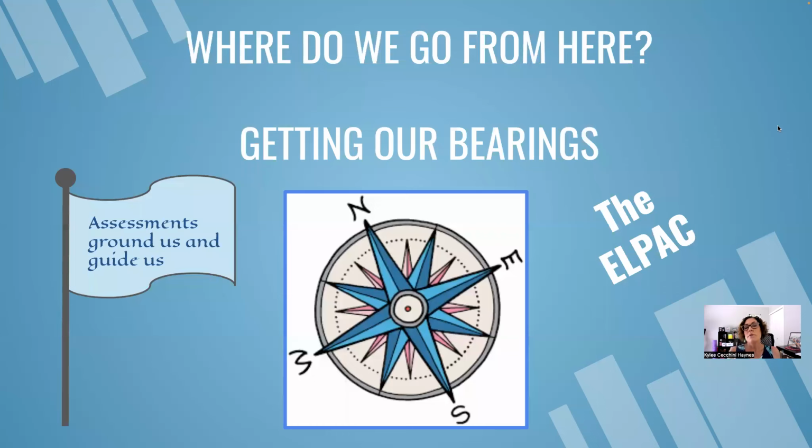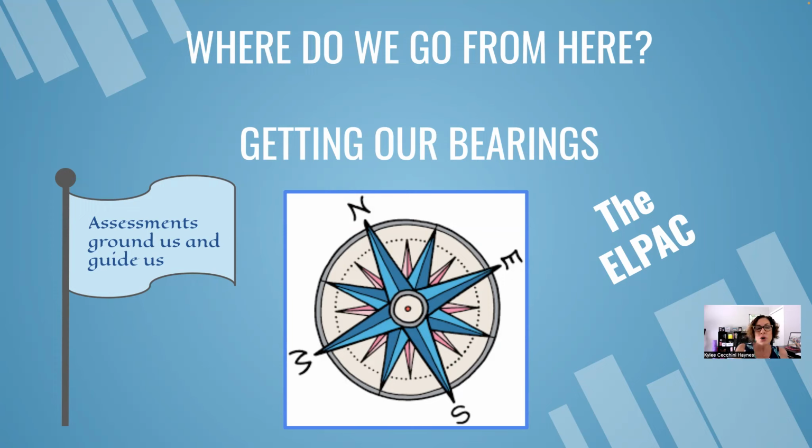Okay, so this is a transitional slide here, just getting us ready to think about looking at assessments, gathering data, and the data comes from the assessments, and then where do we go with that? Where do we go once we have the data? So here this little flag says assessments ground us and guide us. They show us where a student is. It's a snapshot in time, right? Where a student is, and then they help guide us in terms of where do we go from here?